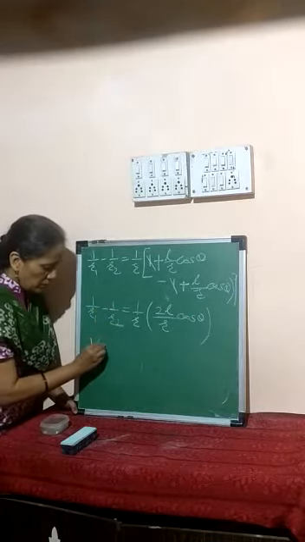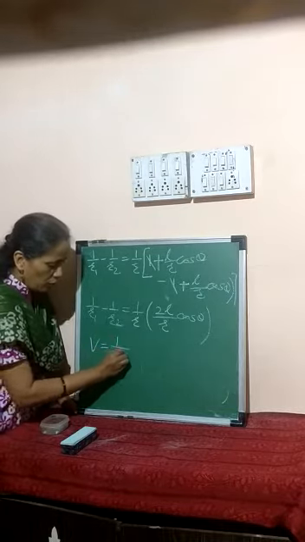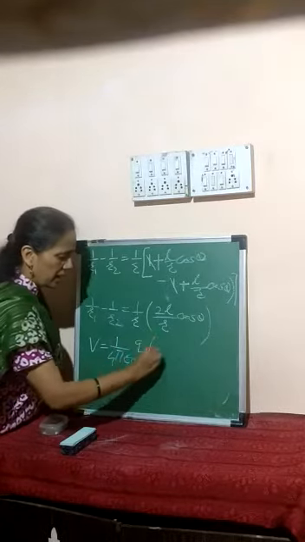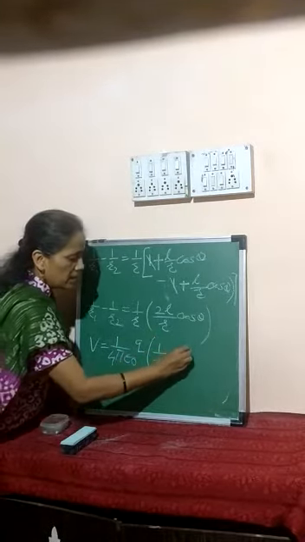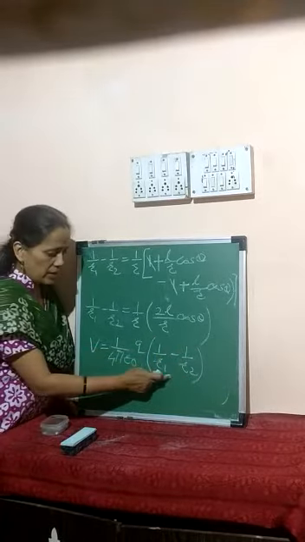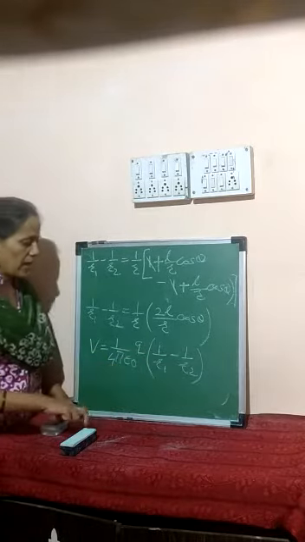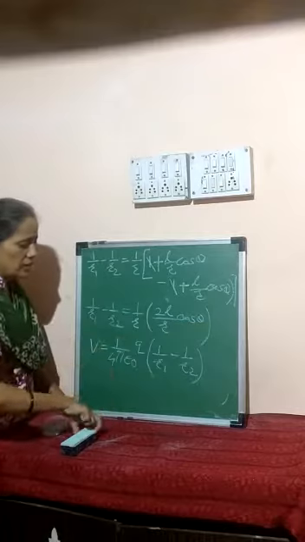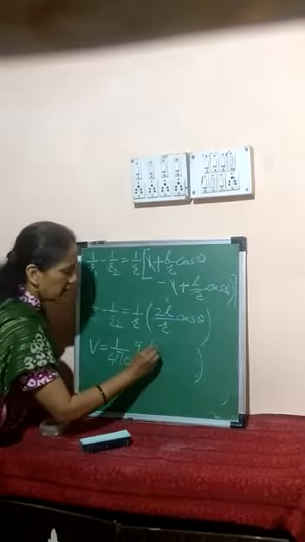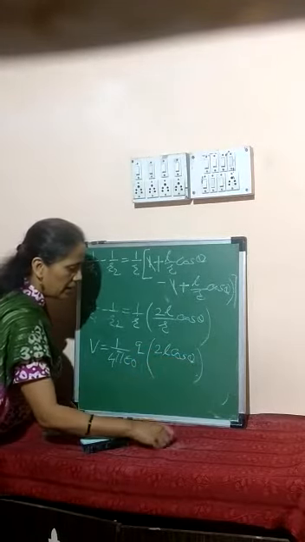And what is your potential? Potential V is equal to 1 upon 4 pi epsilon naught Q inside the bracket 1 by R1 minus 1 by R2. This is your potential due to dipole. In that I can substitute the value. So instead of 1 by R1 minus 1 by R2, I can substitute this value. If I substitute here, I am getting twice L cos of theta divided by R square.